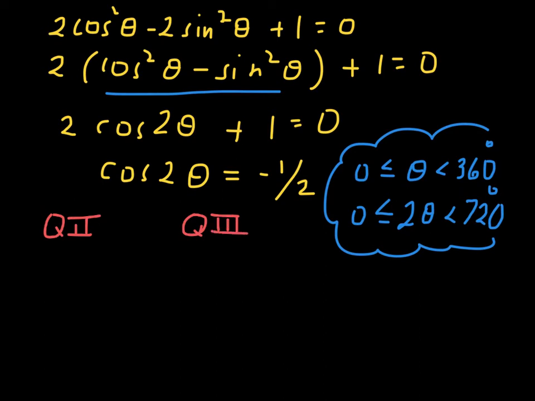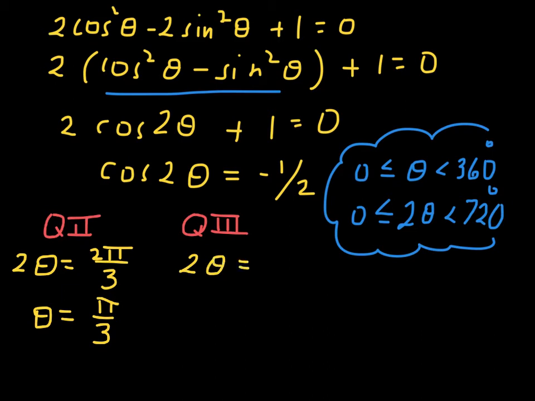Now, you and I know our unit circle very well. We know that cosine of 2 theta will be equal to negative 1 half if 2 theta is equal to 2 pi over 3, right? Cosine of 2 pi over 3 is negative 1 half. Divide both sides by 2, and you'll get theta would be pi over 3. Cool? For quadrant 3, your substitution would be 4 pi over 3, right? Check your unit circle. Cosine of 4 pi over 3 is also negative 1 half. Divide both sides by 2, and you'll get theta is 2 pi over 3. Cool?